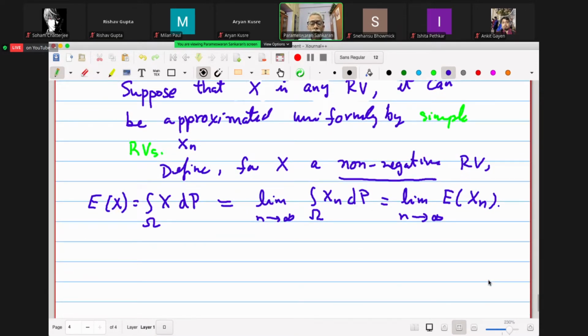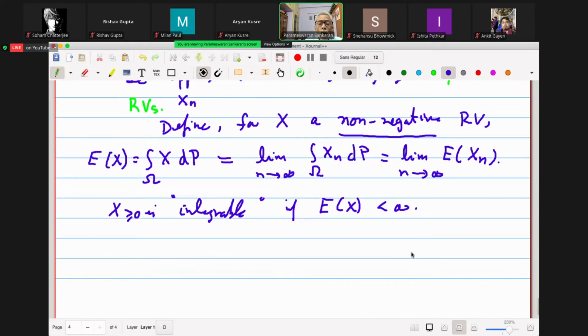And how do you extend this definition? You may say that x is integrable if this is finite. Okay, you can use that language. X is integrable if the expectation is finite. So first of all, you define it only for non-negative x: x bigger than or equal to 0 is integrable if Ex is finite.